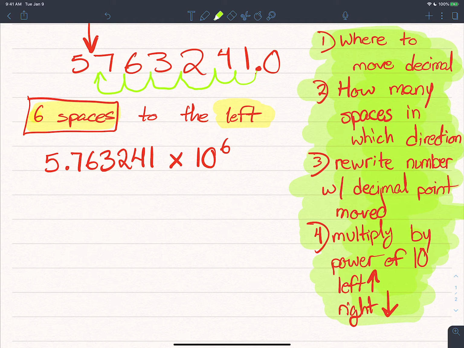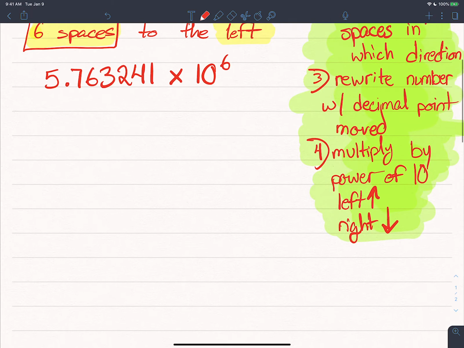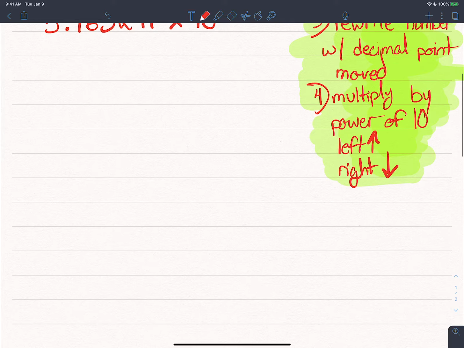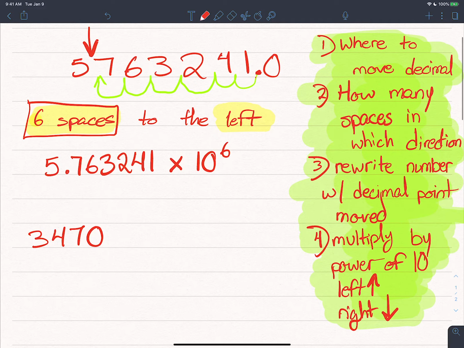So let's do another example with this. The best thing to do is just do a couple of scenarios and examples and just see what we get. So let's do another example. So let's say we have another number, 3470. Right? So the first question is what? What's the first thing we need to ask ourselves? Where to move the decimal? Where do we want to move the decimal?